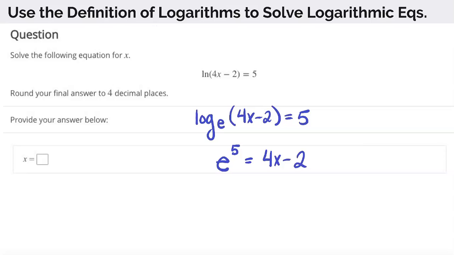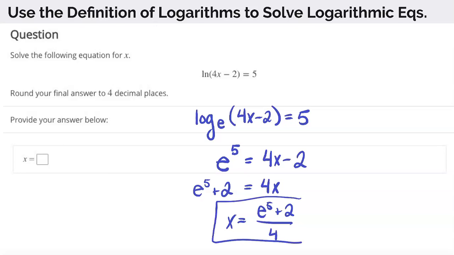And another thing I wanted to point out here, we can't actually compute e to the 5th. It's not going to be a nice finite decimal, and so we're going to leave it like that and just keep working to isolate x. So we would add 2 to both sides, and then divide by 4. So our final answer for x would be e to the 5th plus 2 over 4. That would be our exact value. And if it gives us rounding instructions, that's just telling us that it now expects us to put this into the calculator and come up with a decimal approximation.